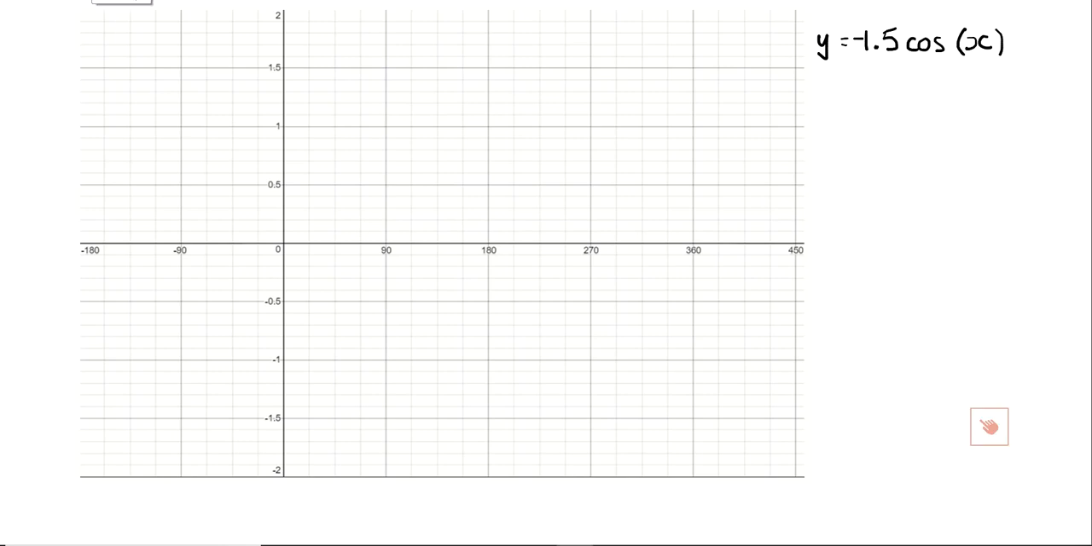The values that are important to us. We know that the amplitude is what? Negative 1.5. Also, very important is we've got no plus on the end. So what does that mean? There's no translation up or down. So that means my curve basically goes above and below the same amount as the x-axis.